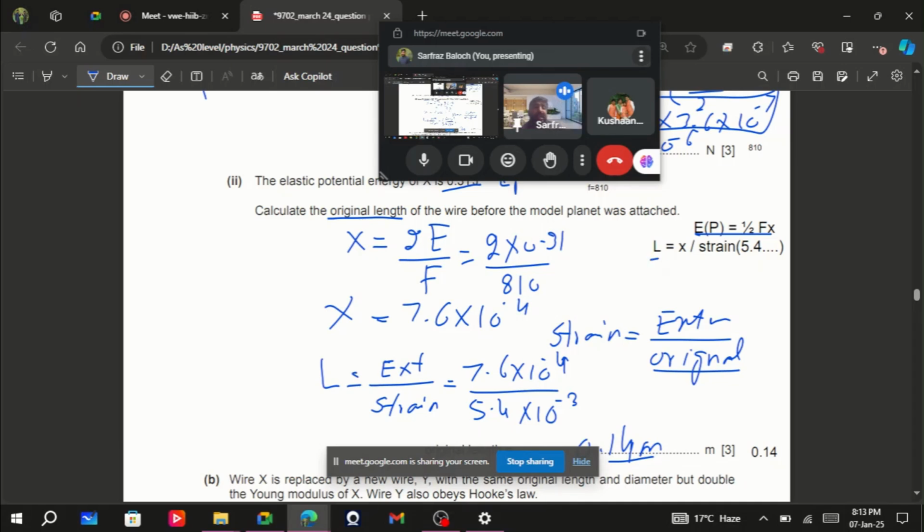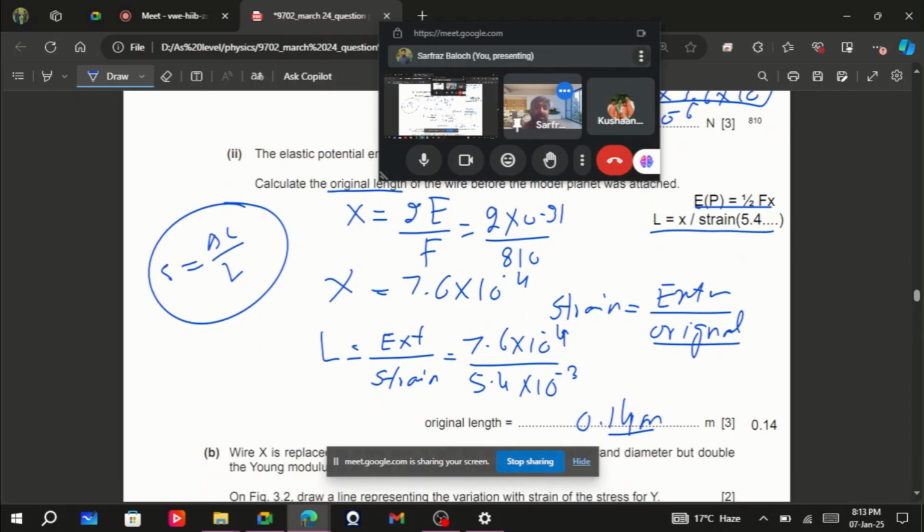For strain or for length, you will use the formula of strain. Strain is equal to change in length over original length. From this relation, you can find the original length. From the elastic potential energy formula, first you will find the extension. Then you will use the relation L is equal to E times T over strain, and it will give you the original length.